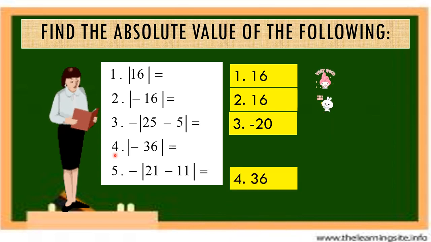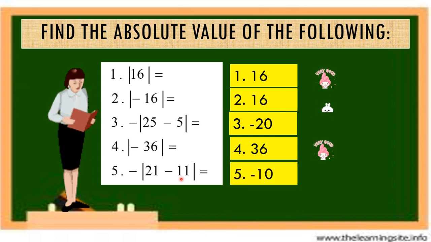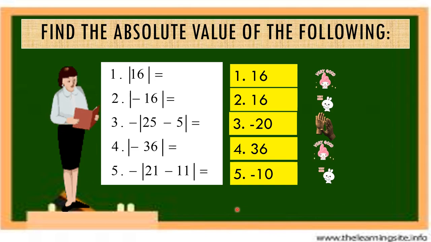What is the answer? The answer is 36. Very good. For the last number, the opposite of the absolute value of 21 minus 11. What is the result? The result is negative 10. Congratulations. Very good for making it for our exercises.